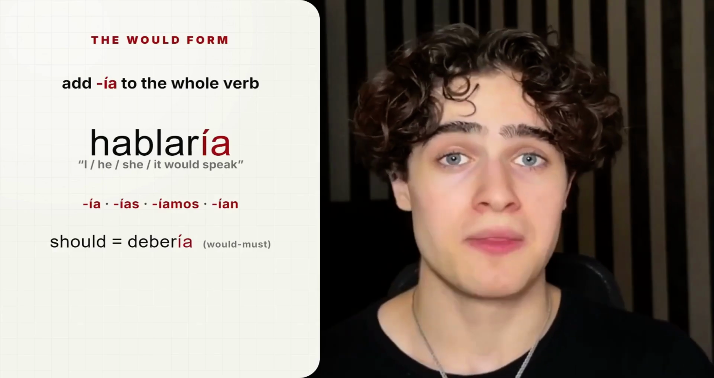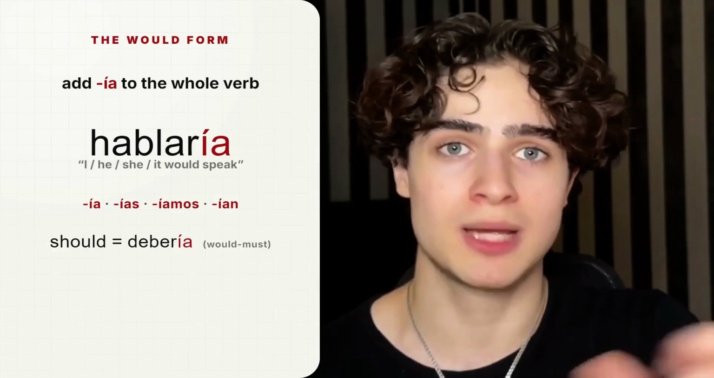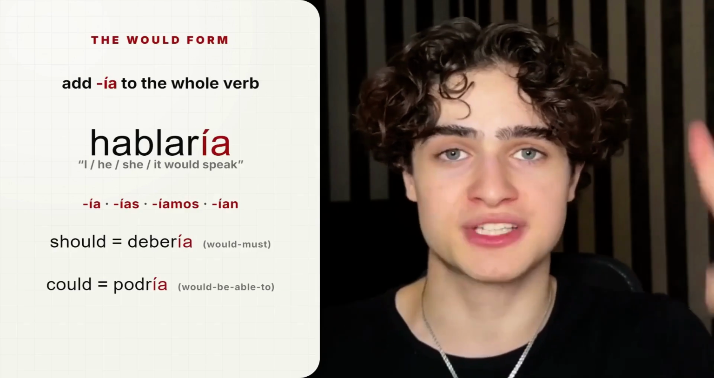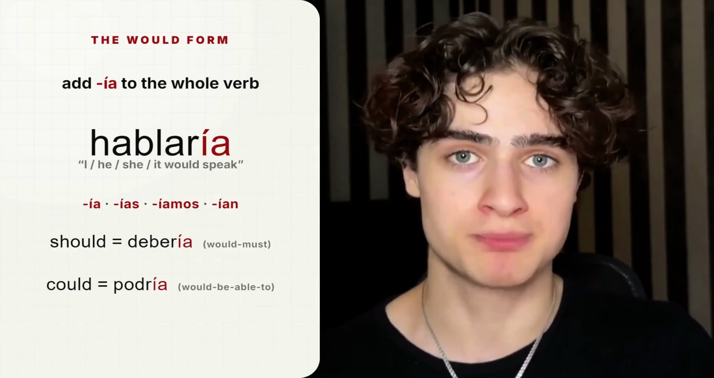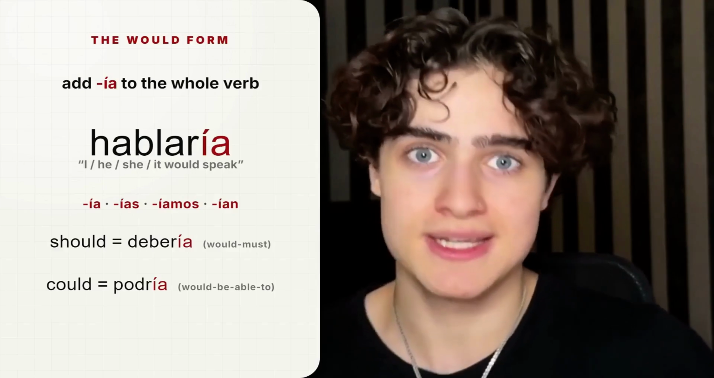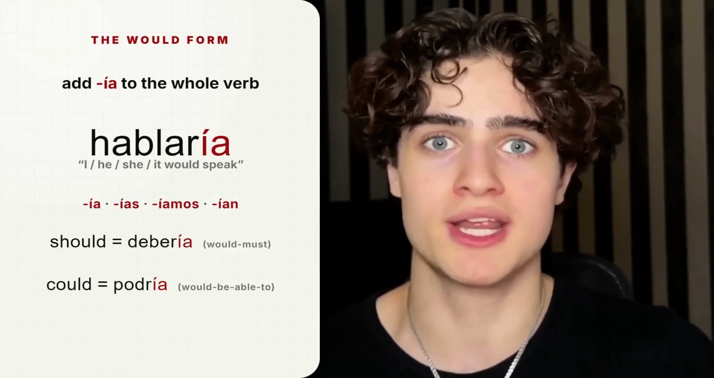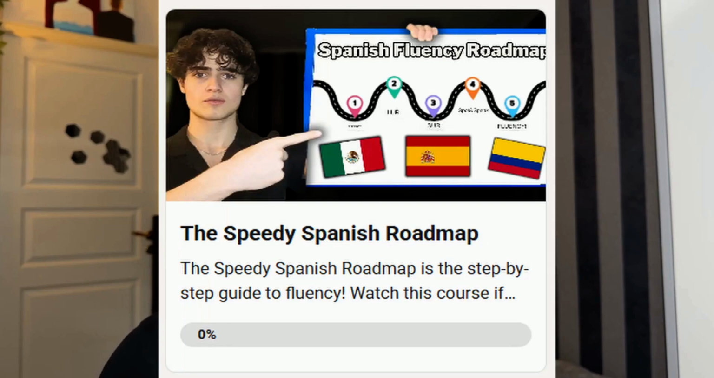You get the point. And then could in Spanish is just would be able to, right? Would can. And the verb to can, or to be able to, is poder. And so it should be podería, but after years of saying podería, podería, podería, it becomes podría. Podrías, podrían, podríamos, podría.